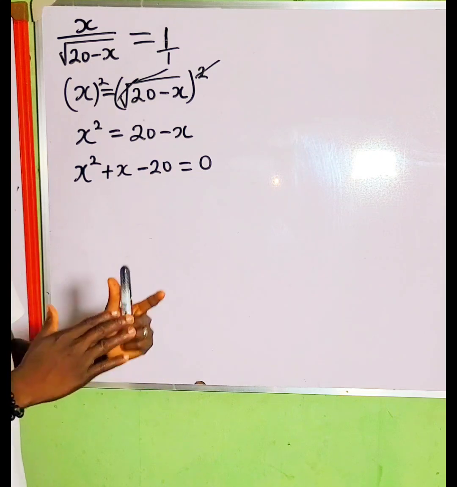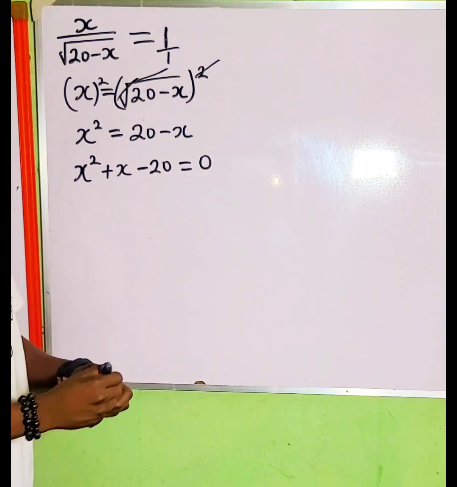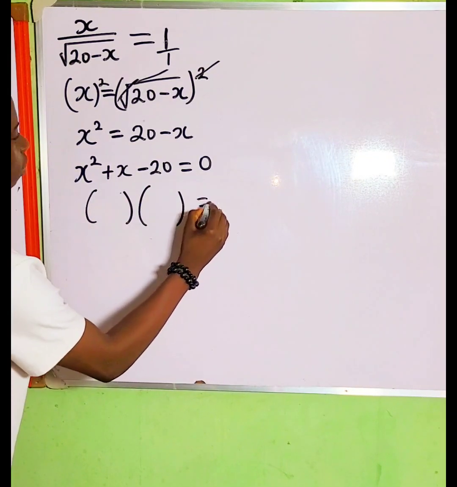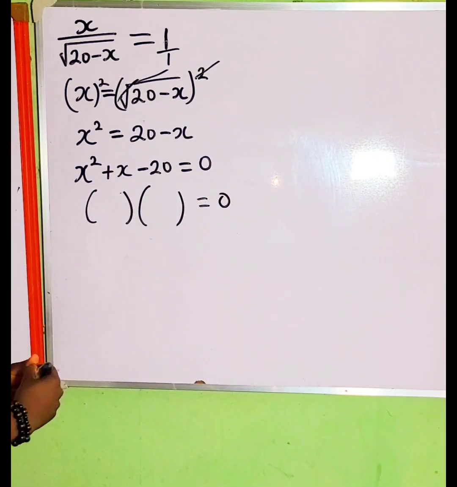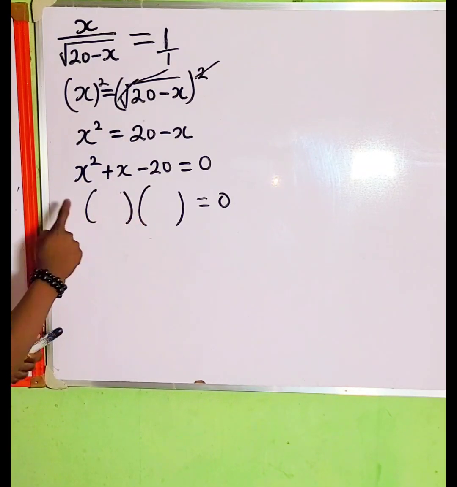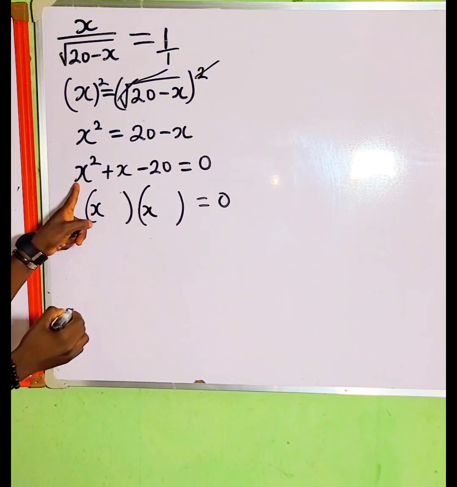What we need to do is to use two brackets multiplied by each other and equate it to this 0. Then the next thing, what are you going to multiply to give us x squared? We're going to put them here. So when we multiply x by x, it is going to give us x squared.